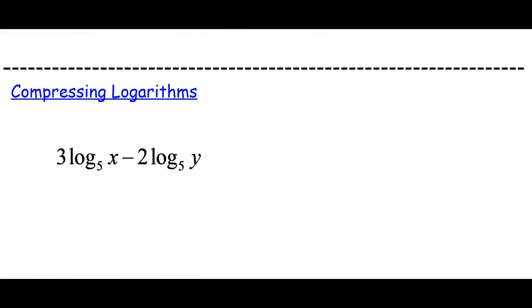So for compressing logarithms, you basically do everything we just did in reverse. These numbers out in front, put them back in as exponents. So you're going to have, not log base 2 at all, log base 5 of x cubed minus log base 5 of y squared, and then we'll put minus back together as division, and you've got log base 5 of x cubed over y squared.